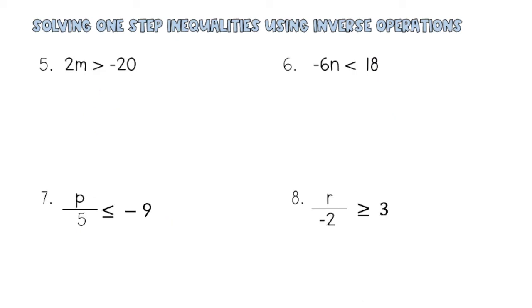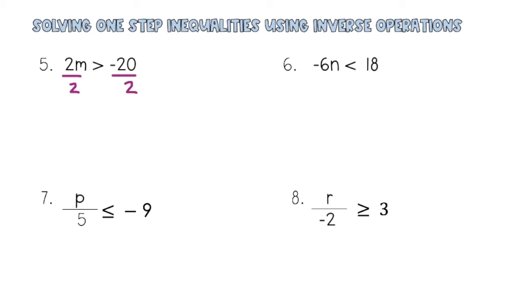Let's try solving one-step inequalities with multiplication and division. So number 5, 2 times m is greater than negative 20. I'm going to use the inverse of multiplication, which is division. So I'm going to divide both sides by 2.